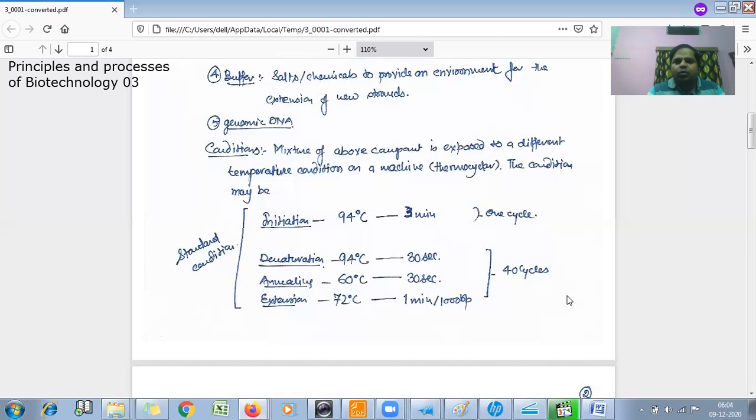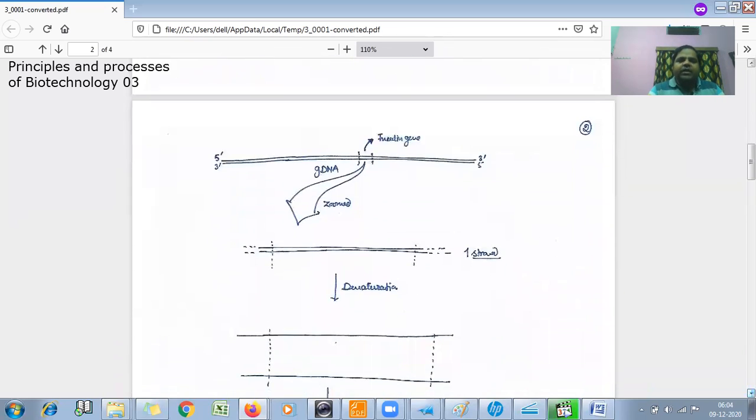Now we will see what is the role of this temperature for these components. Now we can see, suppose this is the long stretch of genomic DNA, and this is the location of, suppose, growth hormone or insulin gene. Suppose I am going to amplify the insulin gene. So suppose this is the location of insulin gene and this is the border of this insulin gene. Now we will zoom it. So this is the border of insulin gene out of the total genomic DNA.